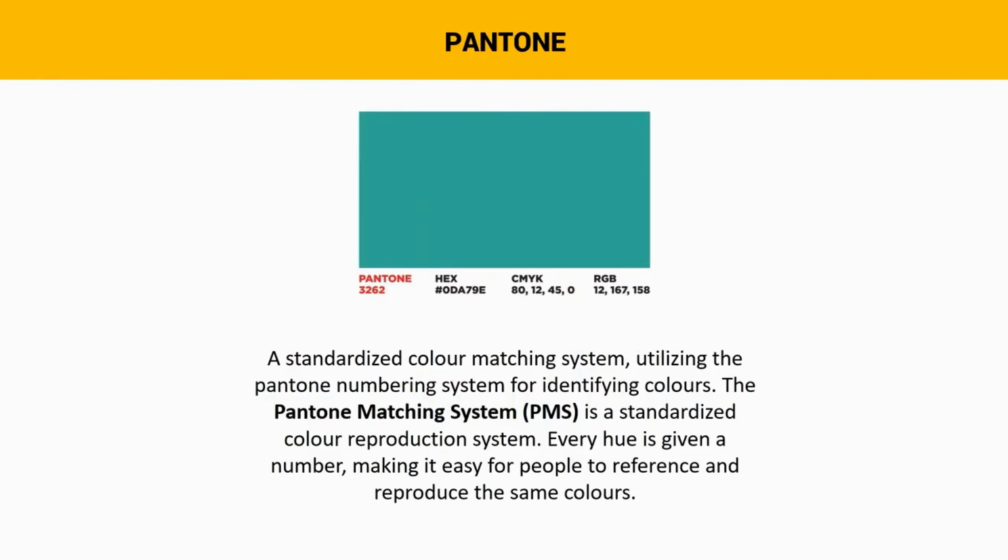Pantone. A standardized color matching system, utilizing the Pantone numbering system for identifying colors. The Pantone Matching System, PMS, is a standardized color reproduction system. Every hue is given a number, making it easy for people to reference and reproduce the same colors.